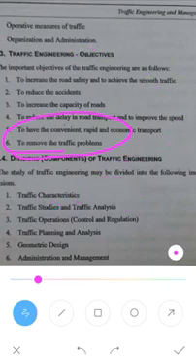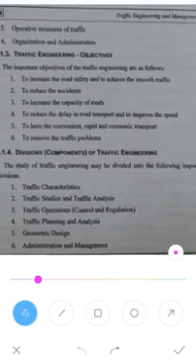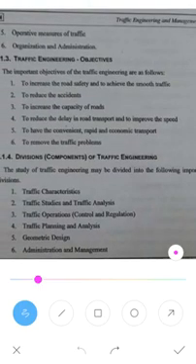Next we will go for the divisions of traffic engineering. There are different divisions of traffic engineering, which may be divided into the following. The first division is traffic characteristics, and another is traffic studies and traffic analysis. Next is the traffic operations.